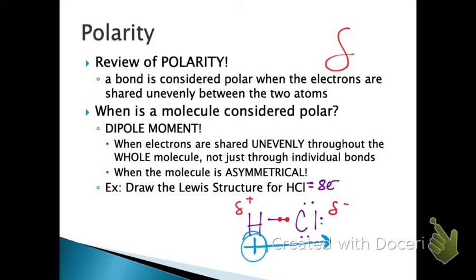Okay, it's simple for a molecule that only has two atoms. We're going to start looking at molecules that have more than those. All right, but what questions do we have? All right, so that arrow is called what? Dipole. The dipole moment, right? So when I say indicate the dipole moment, you're going to draw it with an arrow. And usually it goes toward the electrons.